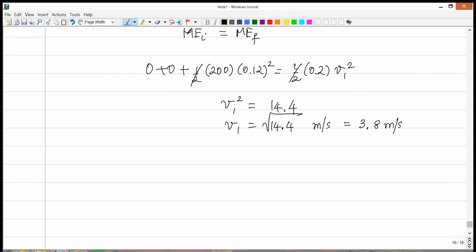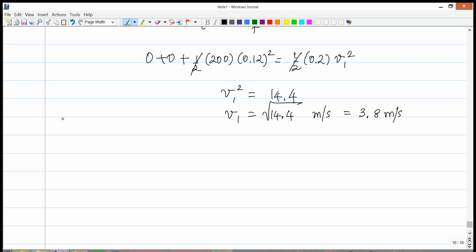So keep that in the back of your minds. Okay. Now the second thing we're going to do is we're going to find the speed of block 2 right after the collision. Okay.